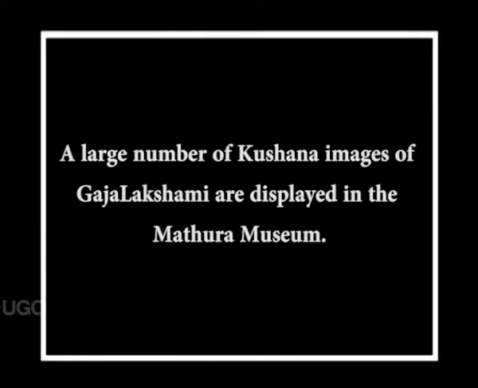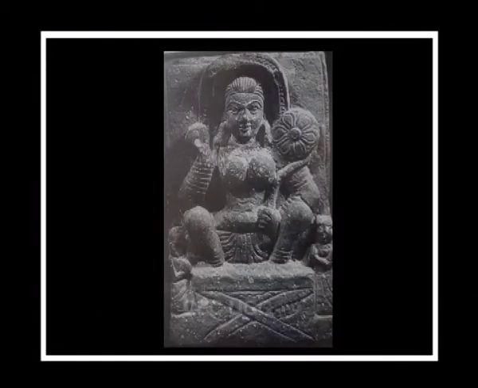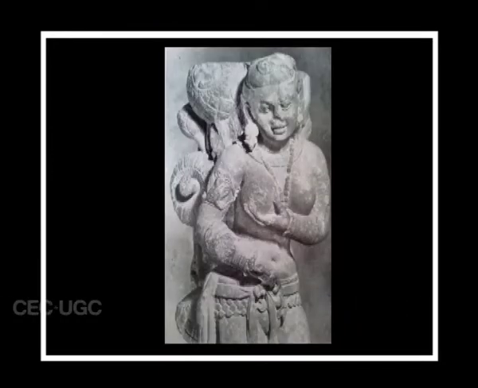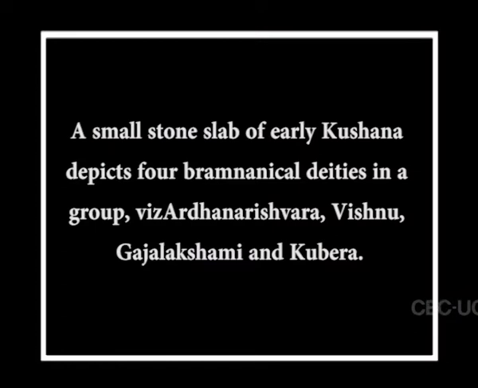A large number of Kushana images of Gajalakshmi are displayed in the Mathura Museum. In several sculptures, Lakshmi is associated with Kubera, the lord of wealth and riches. A small stone slab of early Kushana depicts four Brahmanical deities in a group: Ardhanarishwar, Vishnu, Gajalakshmi and Kubera.